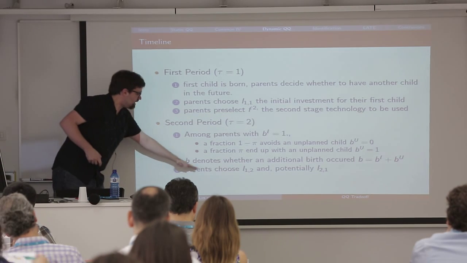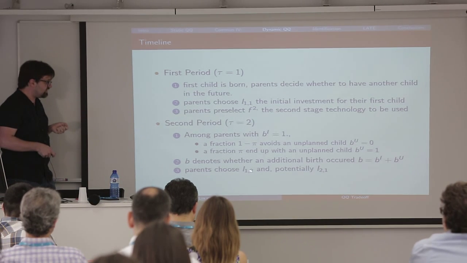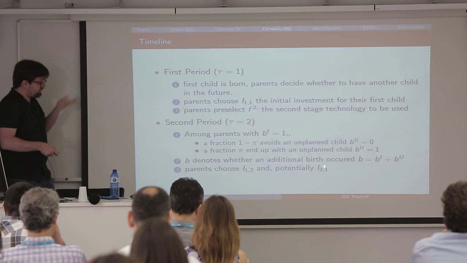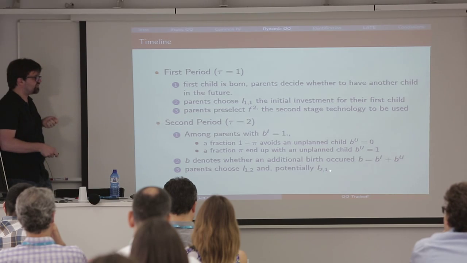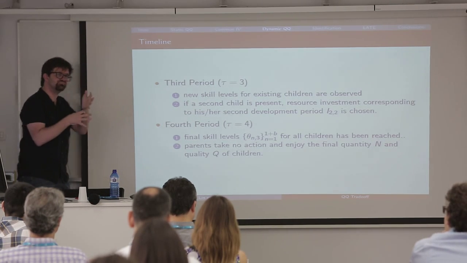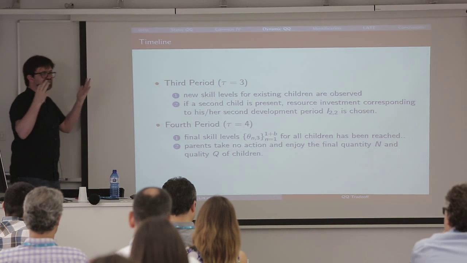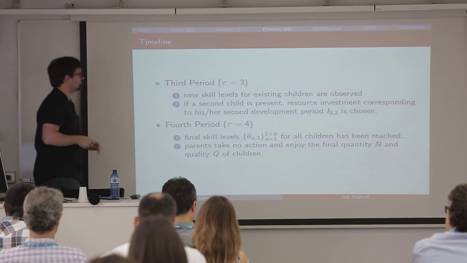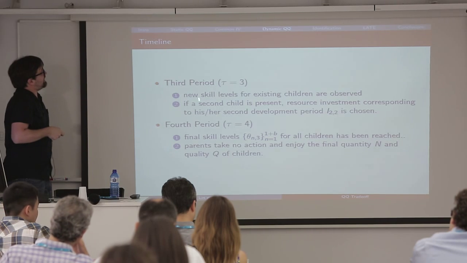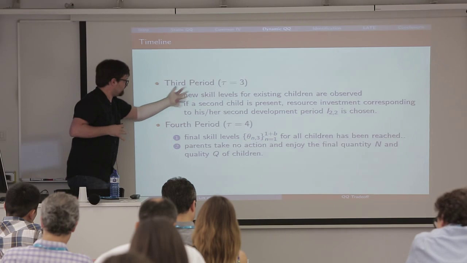Okay? And so parents are going to then choose the level of investment on the first kid in his second stage of development, and also the level of investment in the second kid, if there is one there, in his first stage. So the second period is the critical one because there you get the overlapping. Again, the assumptions of the duration of the period, it's difficult to put some clear numbers there, but as Pierre-André was saying. So third period, the new skill levels of the existing children are observed. They are deterministic, but they are realized.